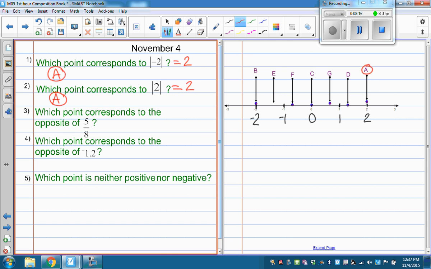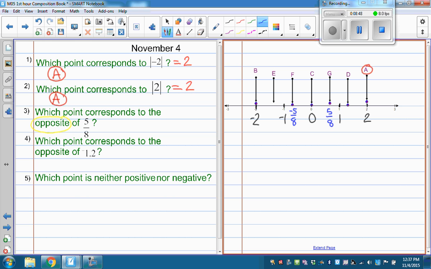You might see something like number 3. Which point corresponds to the opposite? We haven't talked a lot about opposites, but opposites you talked about in elementary school. So which point corresponds to the opposite of 5/8? Well, 5/8 would be between 0 and 1. So this point G is 5/8. So the opposite of 5/8 would be on the other side of 0. So the opposite of 5/8 would be negative 5/8. So the point that corresponds to the opposite of 5/8 is F. That's this point right here.